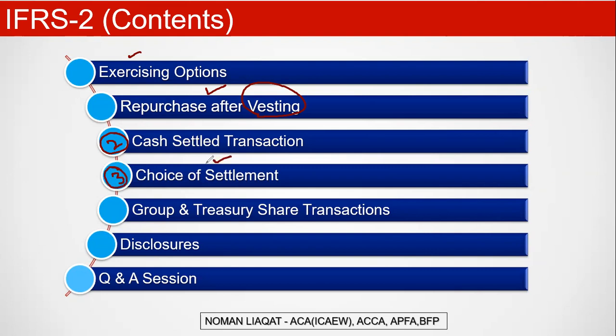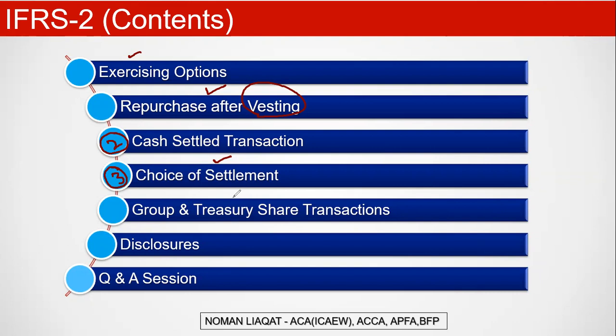What do you mean by choice of settlement? Earlier, we were talking about equity settled transaction. Second thing is cash settled transaction. And third thing is basically choice of settlement. So what do you mean by choice? Either the entity has a choice or a third party has a choice. So what will be your treatment, and how this treatment will vary, and it will depend on who has the right for choice.